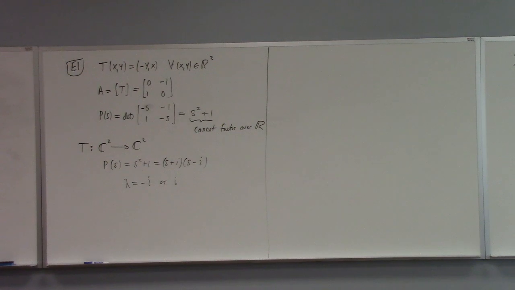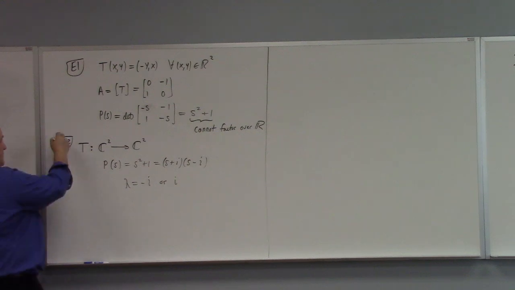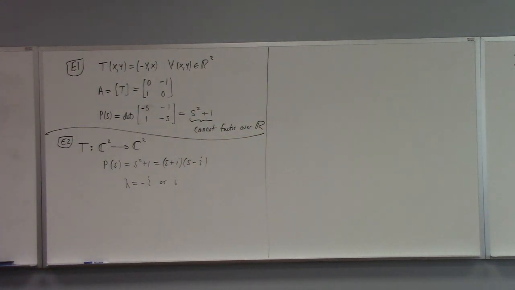They are different mappings, right? One is a mapping from R2 to R2. The other one's a mapping from C2 to C2. These are different examples. Here, let me make it even more clear. Not the same example. But something really neat happens here.